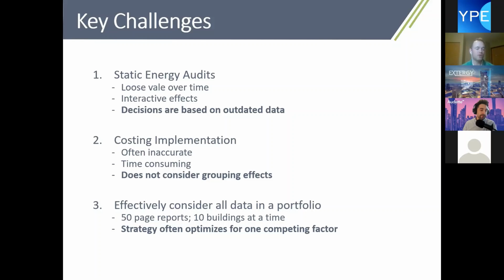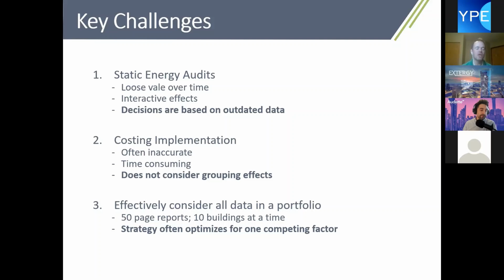And then the third big challenge we ran into was essentially there's only so much a consultant or an energy manager can do or consider at one time. When you have a 50-page energy audit, all these level 2 energy audits, and you're trying to consider and develop a strategy, you can do a good job. We find about 10 buildings is the limit. As it gets more than that, it becomes harder and harder to get down to that optimized approach.